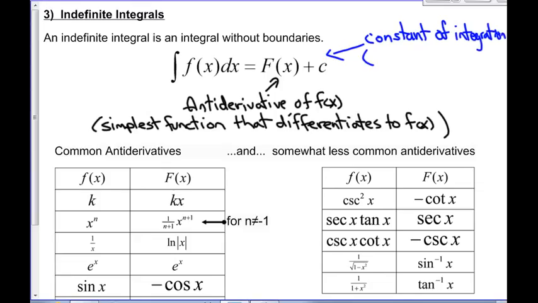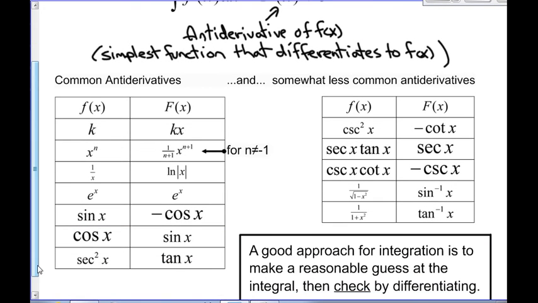Okay. And it is often unknown, or we would have to have some extra piece of information to be able to figure it out in a specific case. So down here we have common antiderivatives. Here are all our f's, here are all our big F's. Those would be the antiderivatives. And then some less common antiderivatives.